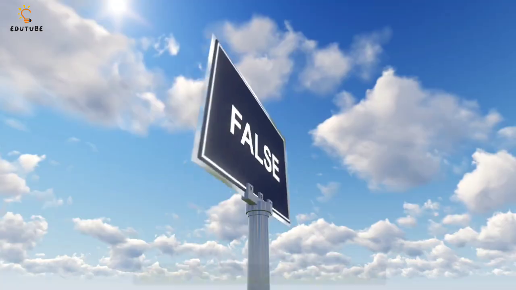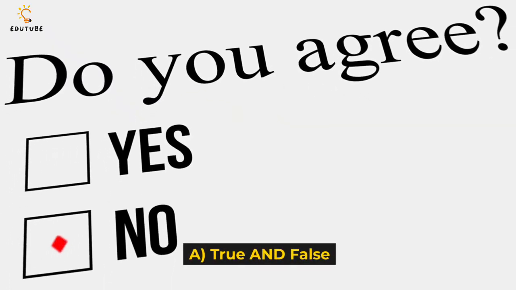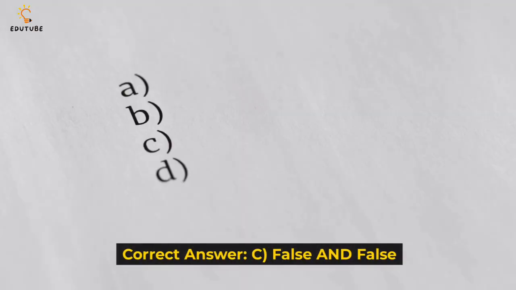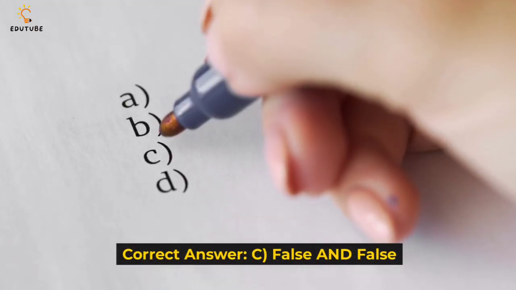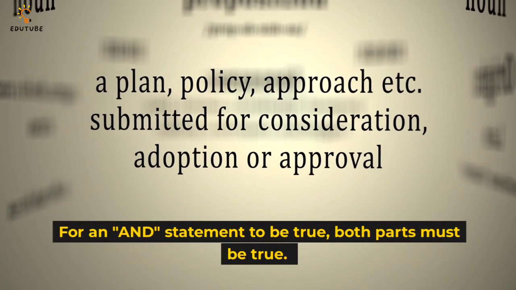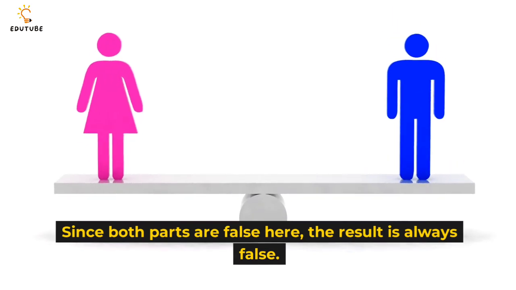Question 7. Which of these is always false? A. True and false. B. False or false. C. False and false. D. None of the above. Correct answer. C. False and false. Explanation. For an and statement to be true, both parts must be true. Since both parts are false here, the result is always false.